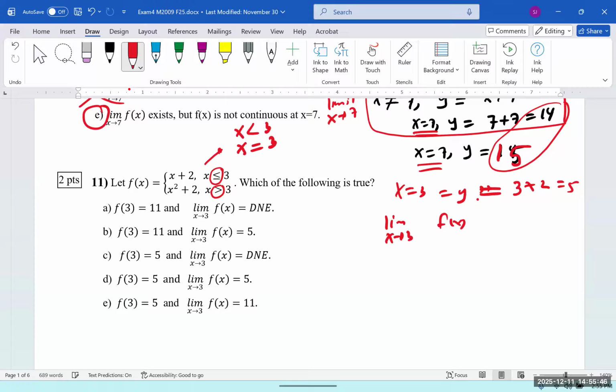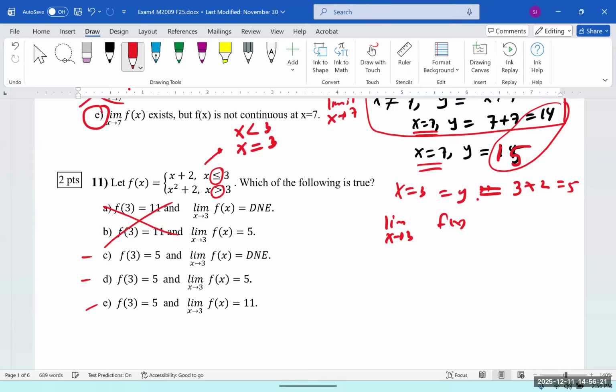Now, which of these options has x equals 3, y equals 5? C, D, E. So you're going to cross out these two. Now, this 5 looks very close to one another. One says limit doesn't exist. The other says limit is 5, and the other says limit is 11. So what do you need to look at now? The limit. The bottom's right, but you need to look at the limit. What is the limit of this function?